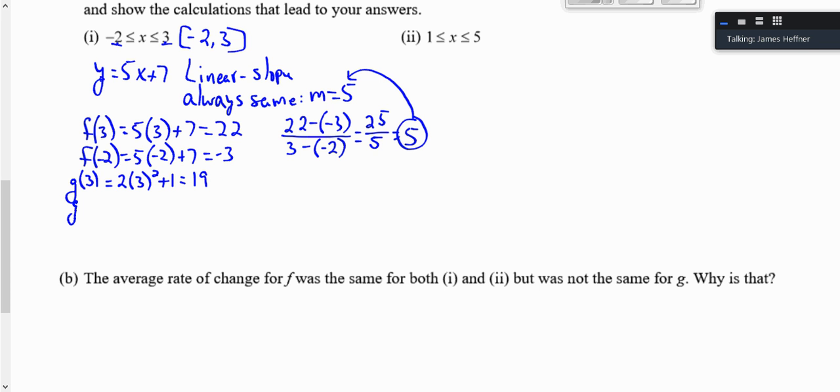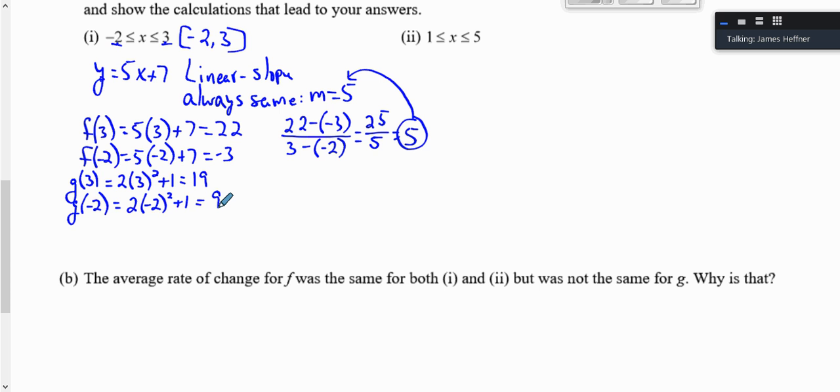Now let's do g of -2. That's going to be 2 times -2 squared plus 1. What's -2 squared? 4. 4 times 2 is 8, plus 1 is 9, right?